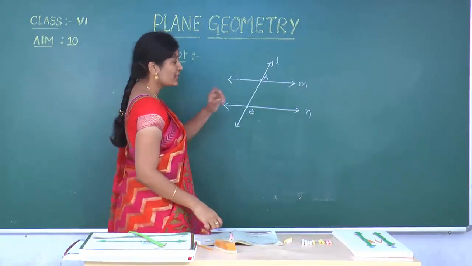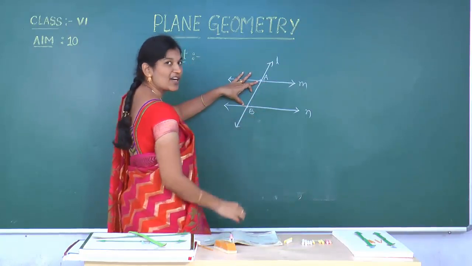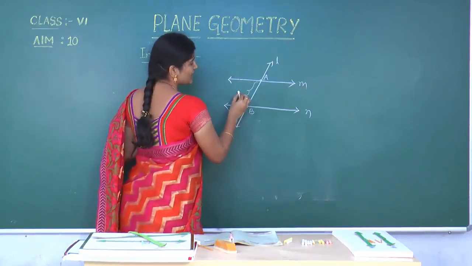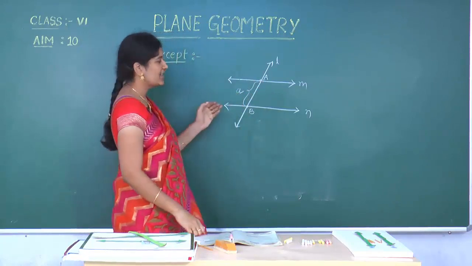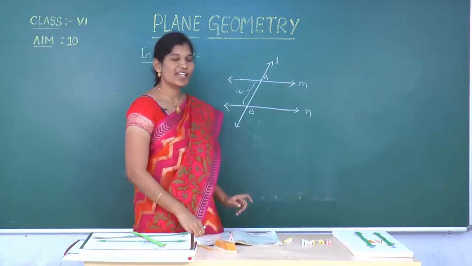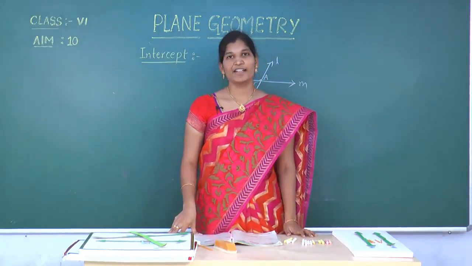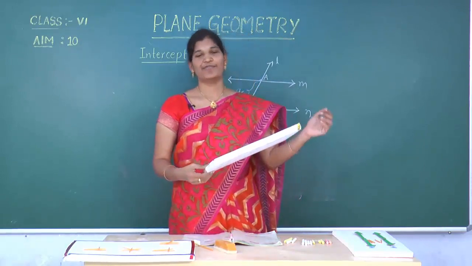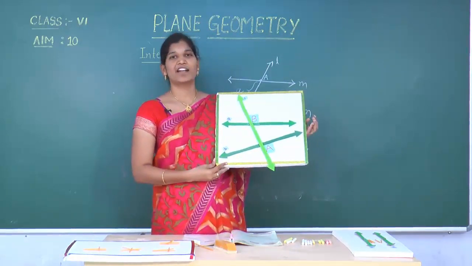And now intercept means the distance between these two lines is called an intercept. The distance between these two lines is called an intercept. Suppose the distance between AB is small a, the intercept is small a only. And in this way we can identify what is an intercept and what are the transversal lines. Let me show you some figures and identify whether among those lines a transversal is there or not.